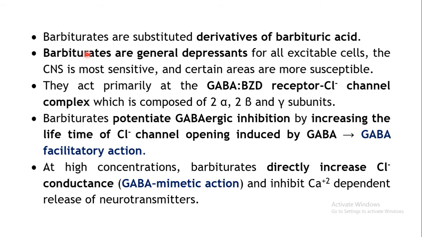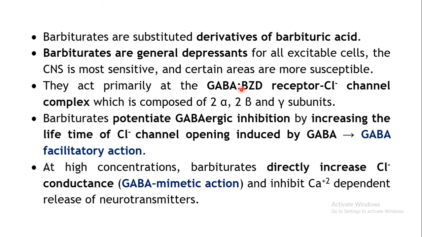Now let us brief on the mechanism of action, how exactly they act as depressants. Basically, this is the biomolecule on which they act: the GABA-BZD receptor chloride channel complex. It's actually a chloride channel, but this particular channel is modulated by GABA. When GABA binds to this chloride channel, it opens the channel, so chloride ions will flow through.